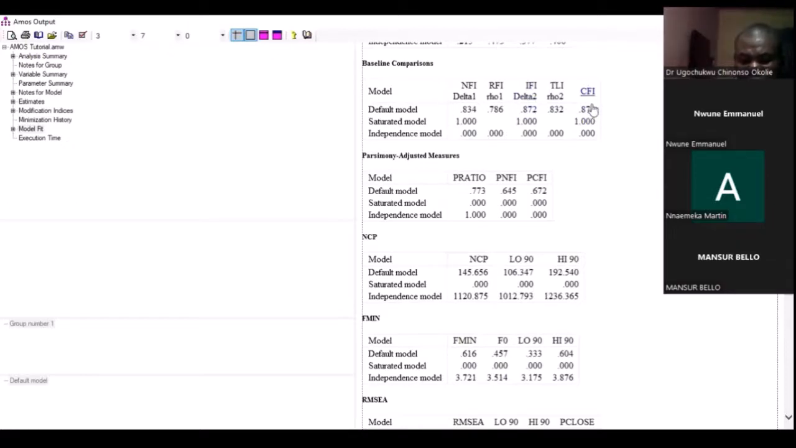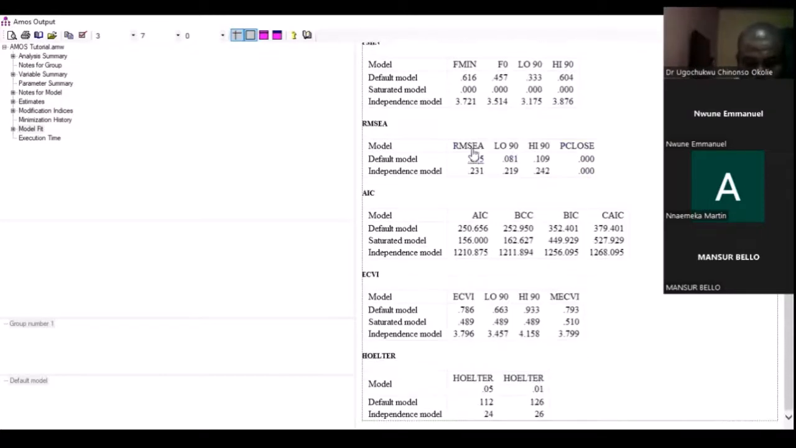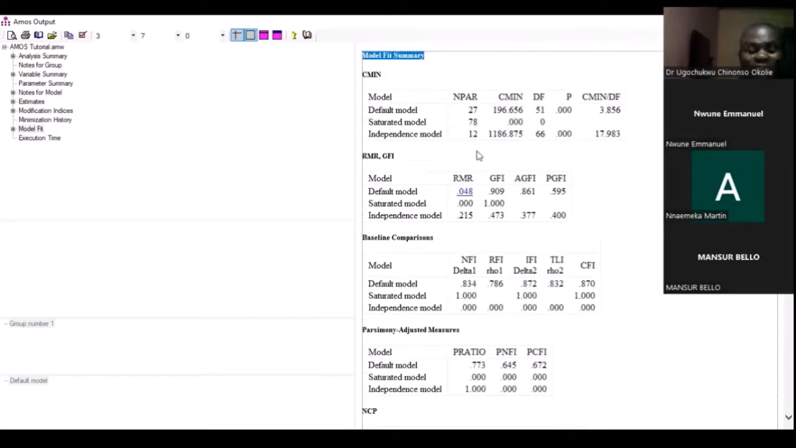Here it must be 0.9 and above. The CFI, the comparative fit index, has to be above 0.9. This has to be above 0.9, this has to be above 0.9, and the same thing here. So this data is not fitting the model. There is no justification for moving on to test your hypothesis and then claiming that you have established cause and effect with this particular model fit summary that we have.